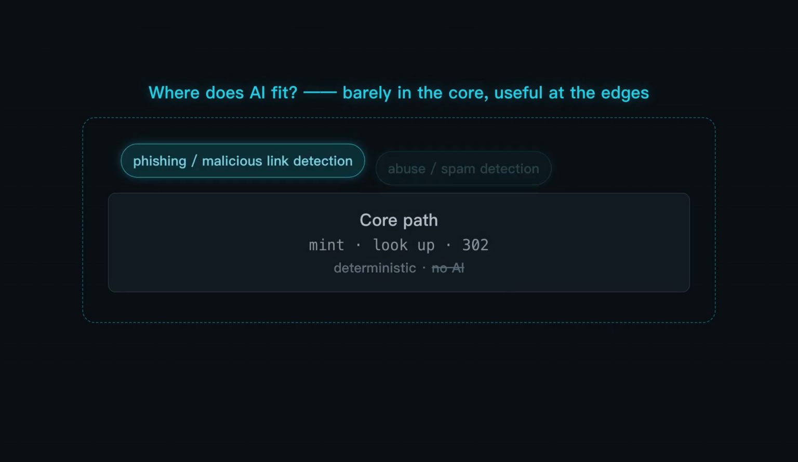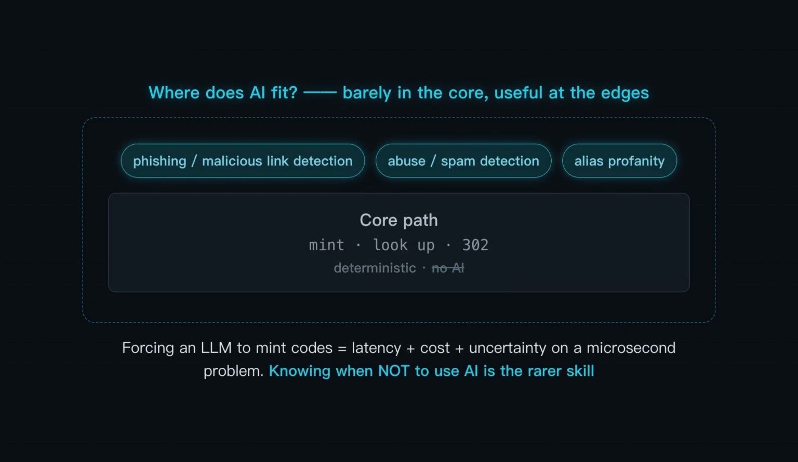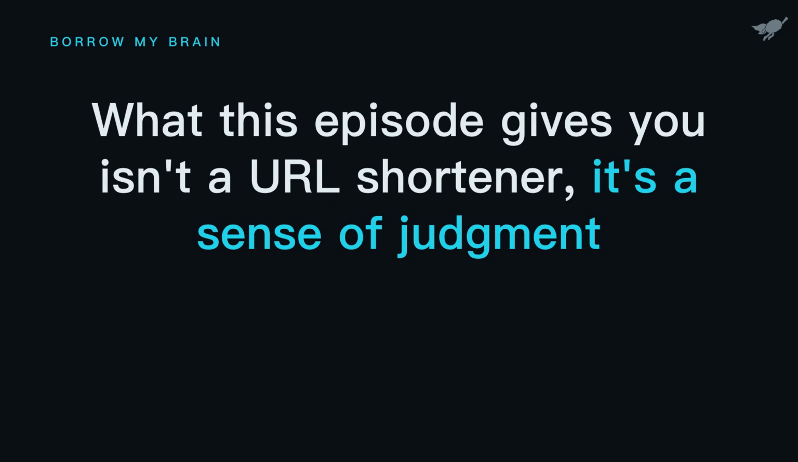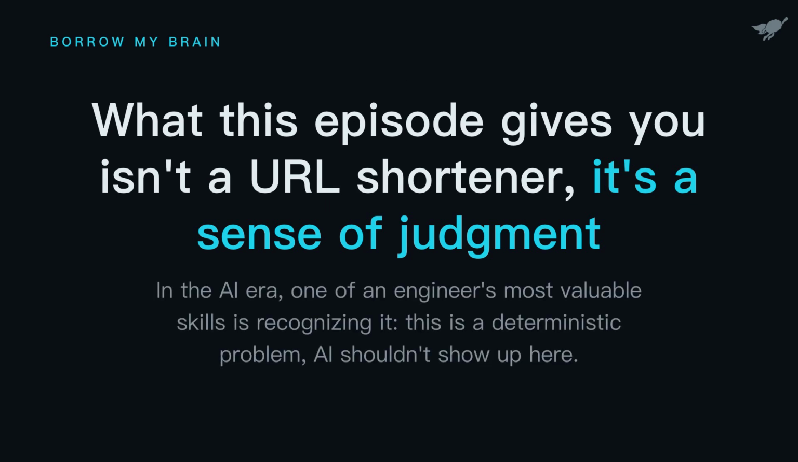So where is AI actually useful in this system? At the edges, not the core. For example, judging whether a target link is phishing or malicious, that's a classification problem, and models are good at it. Or detecting sensitive words and abuse in custom aliases. These are reinforcing the guardrails, not building the engine. So what I really want to give you this episode isn't a URL shortener, it's a sense of judgment. In the AI era, one of the most valuable skills an engineer has is being able to recognize it.